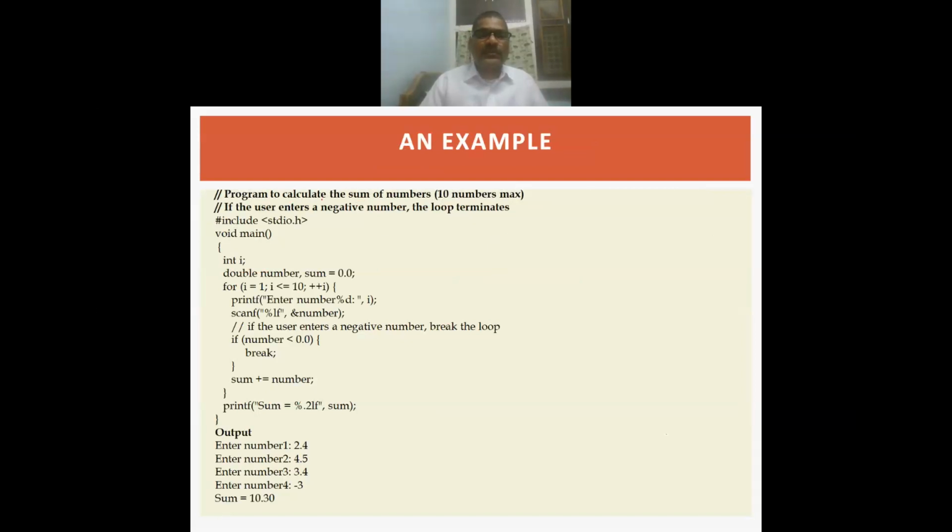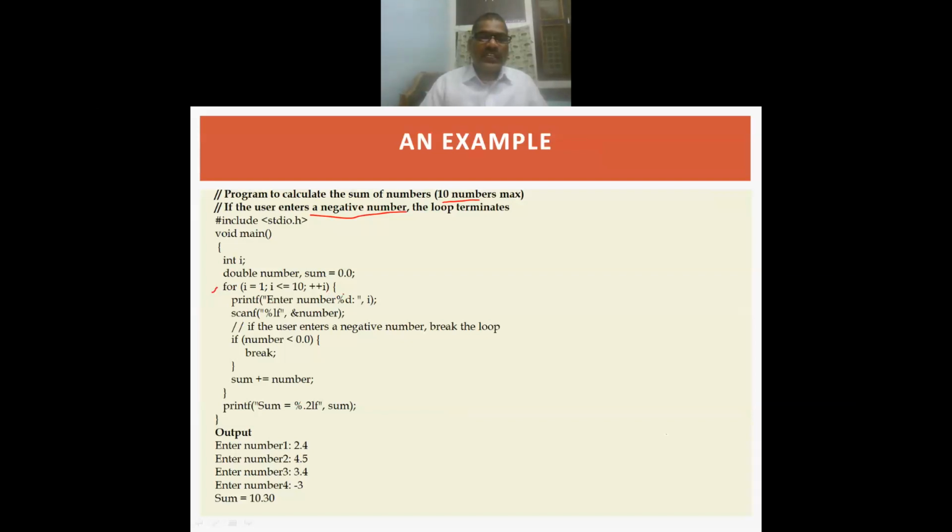So this is an example program to calculate the sum of numbers. The user goes on entering numbers. Whenever the user wants to stop entering numbers, the user can input a negative number. When the user inputs a negative number, the loop is terminated. As long as the user keeps entering positive numbers, maximum up to 10 numbers, we read them. So we take a for loop here, for i equal to 1, i less than or equal to 10, i plus plus.